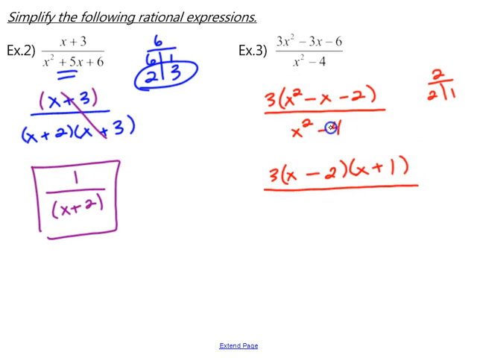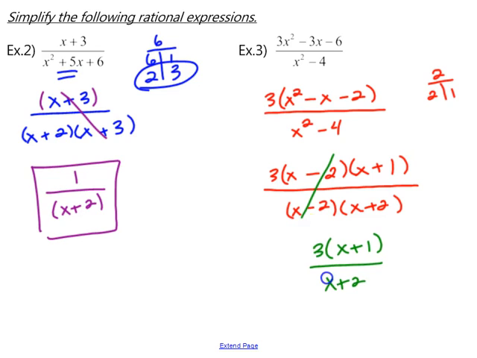Then on the bottom, remember, when you only have two terms, if they're both perfect squares with the subtraction, we can use difference of squares to factor this. x minus 2 and x plus 2. Now that the numerator and denominator are fully factored, let's go ahead and cancel out any common terms. We have an x minus 2 on the top and the bottom, so those cancel out. So then we're left with 3 times x plus 1 in the numerator over x plus 2 in the denominator. And there's our simplified answer.